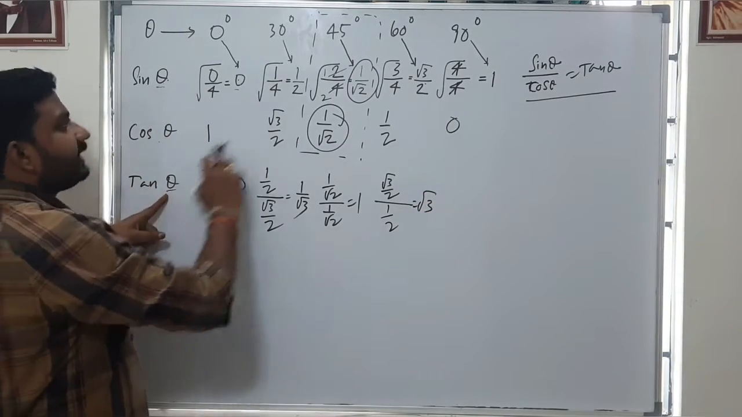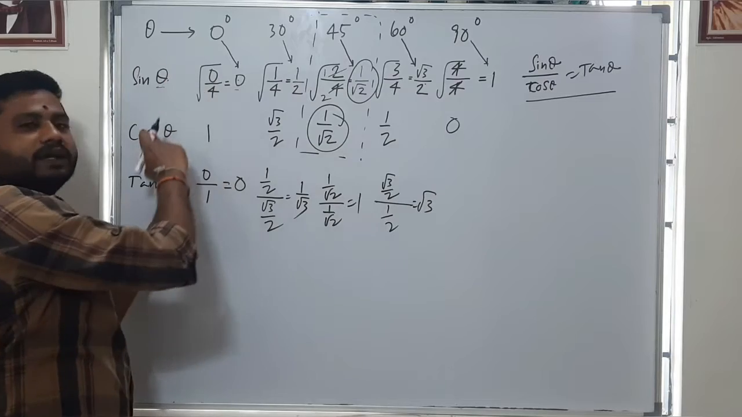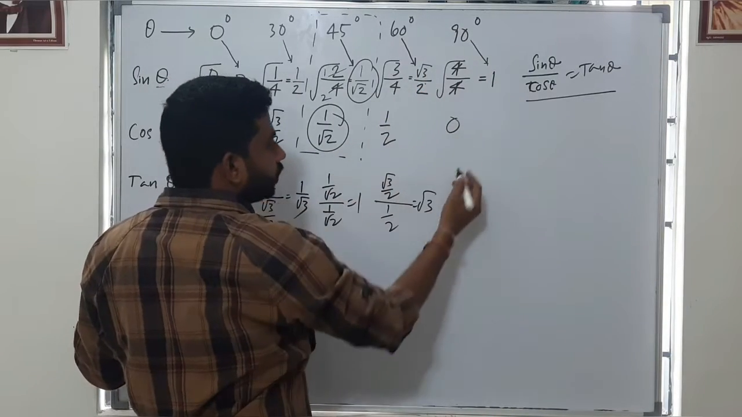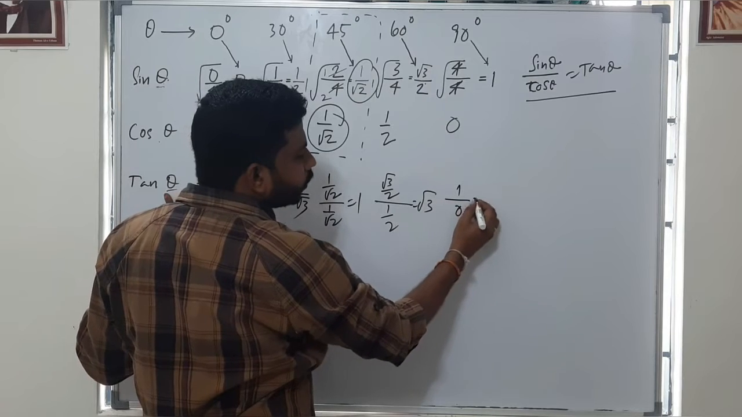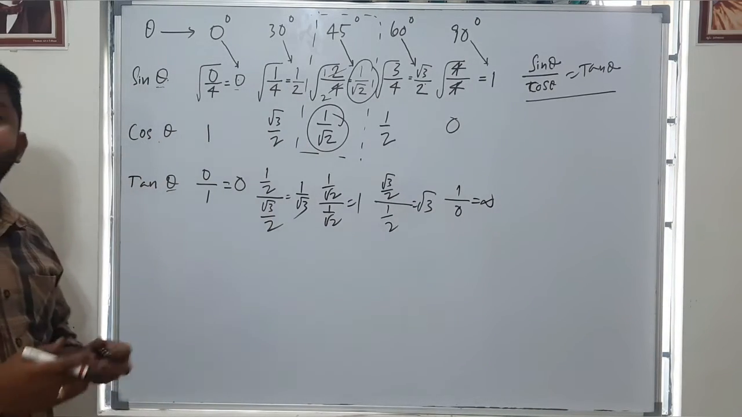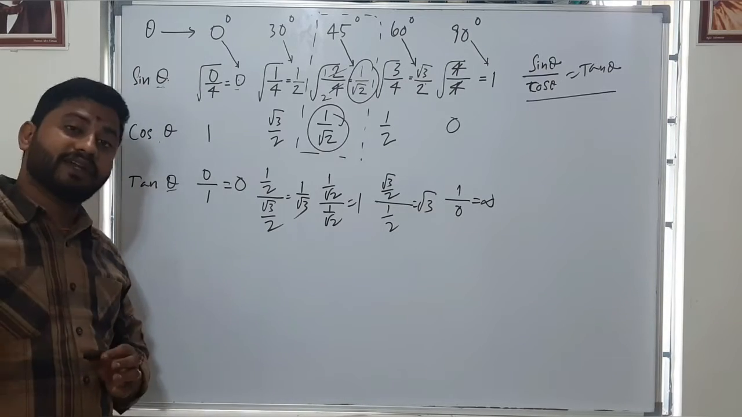Finally, tan 90 is sin 90 by cos 90. Sin 90 is what? 1. By cos 90, which is 0. So 1 by 0 is infinite. It's called undefined. Understand? Infinite value.